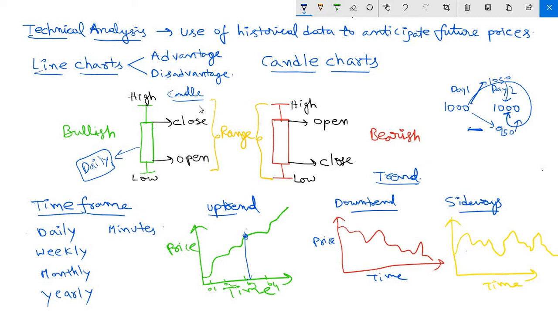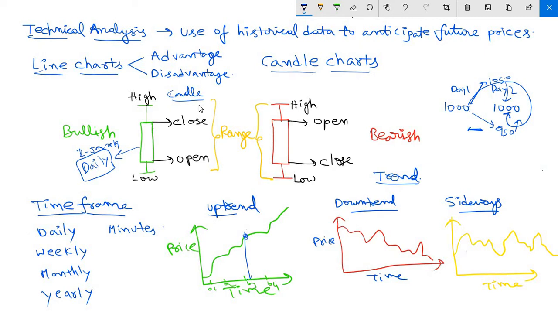Let's not go that deep, just focus on this particular candle. Keep it simple. This is a candle where you get, for a particular time frame, what is happening. Let's assume daily, so that means on a single day. Let's say on a particular day, 2nd Jan 2019, this is the candle. Let's see what is happening here.